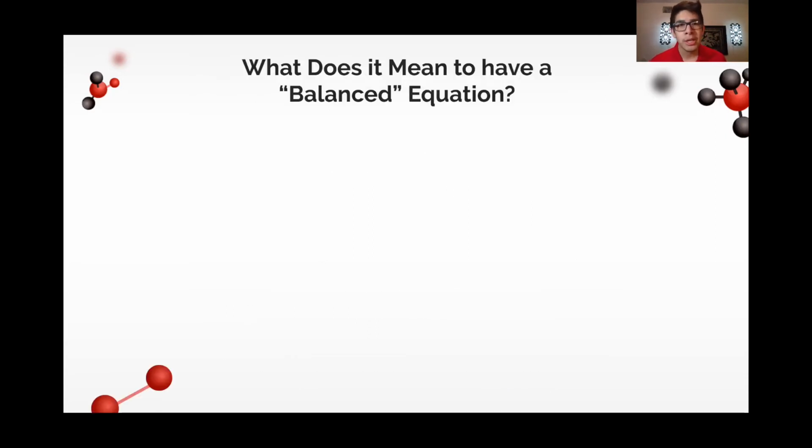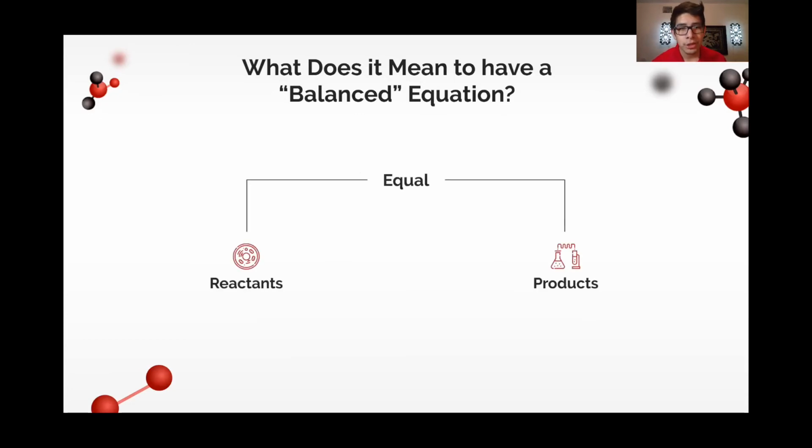So I know I've been talking a lot about balancing equations, but what exactly does it mean for the equation to be balanced? In essence, your reactants should equal your products, or as we said before, x plus y yields xy, where you have an equal number of reactants and products on both sides of your equation.